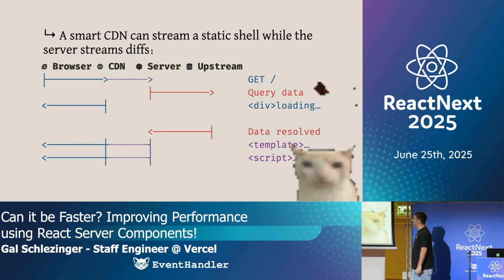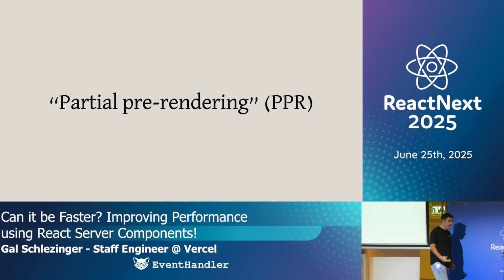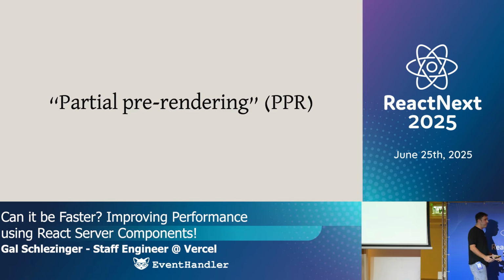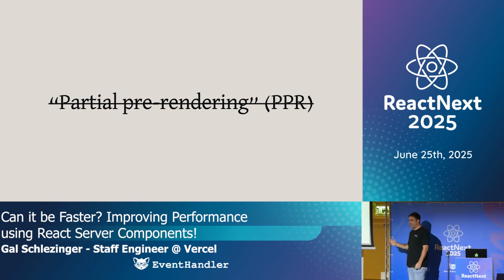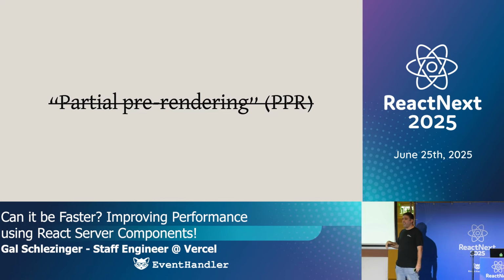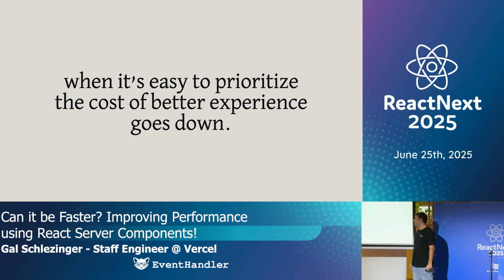And it's amazing. So this is what we call in Next.js partial pre-rendering, and it's a cache components feature. We like it a lot, but this is not the topic of the conversation. It's just a feature that came out of the fact that we have Suspense in place.